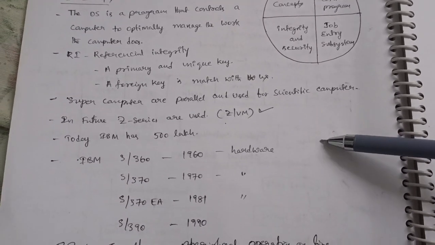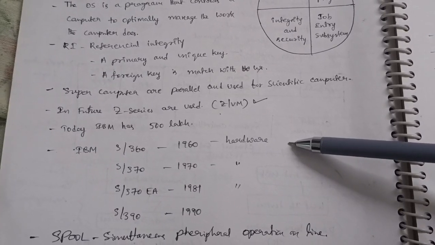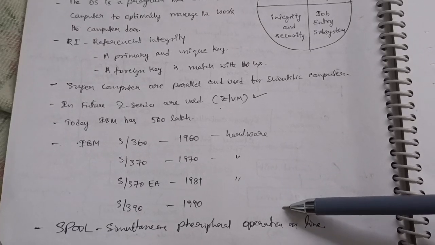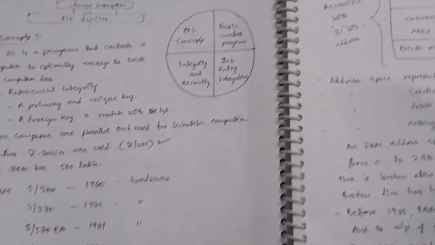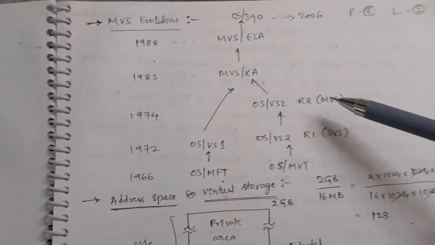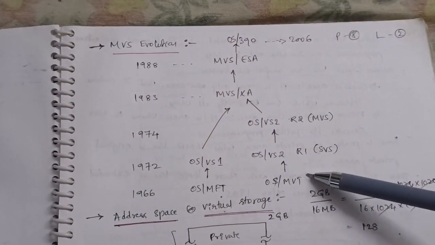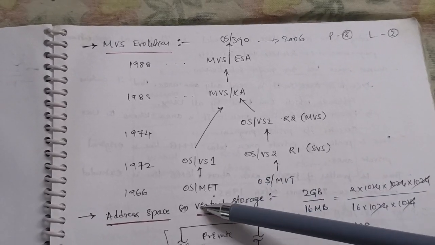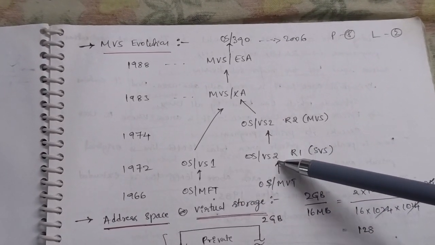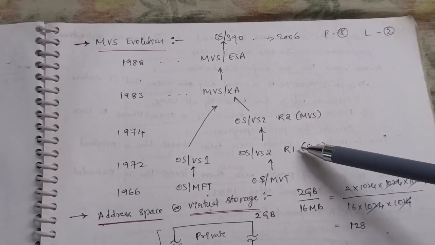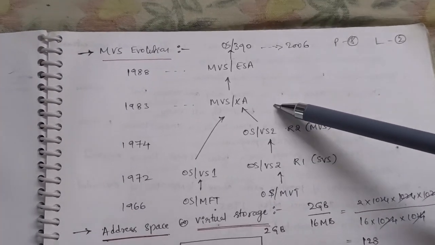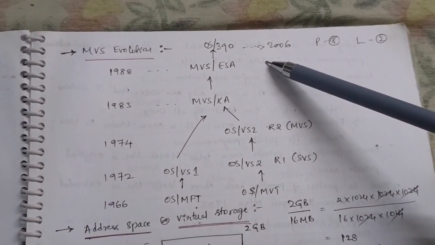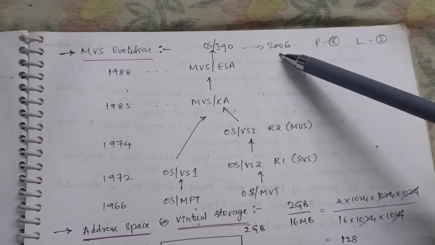What is meant by S360 and when has it been implemented? We can see that S360 was implemented in 1960, S370 in 1970 and S390 was developed in 1990. And the MVS evolution, the overview of the MVS evolution: from initial MVS, it was developed with MVT, and then in 1966 the version was upgraded with OS VS1, and then it moved to MVS XA and MVS XA to MVS ESA. And OS 390 was updated in 2006.